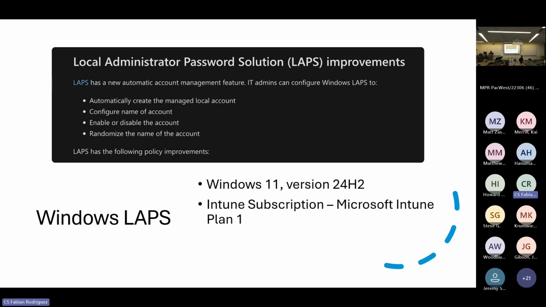I do want to mention in Windows 11 version 24H2, there were some improvements for Windows LAPS. Some that are mentioned here are automatically creating the managed local account, and configuring the name of the account. By default, it is Administrator. If you want to call it something like Seattle, you can. We can enable or disable the account. By default, it is disabled. So if you didn't want to leverage LAPS, it gives you the ability to enable it. And also we can randomize the name of the account. This is available for people with a Microsoft Intune Plan 1 subscription.